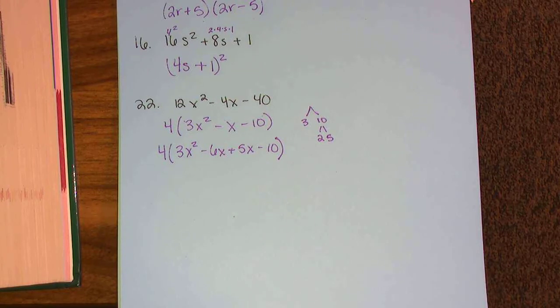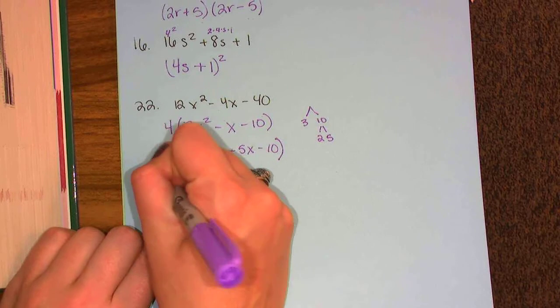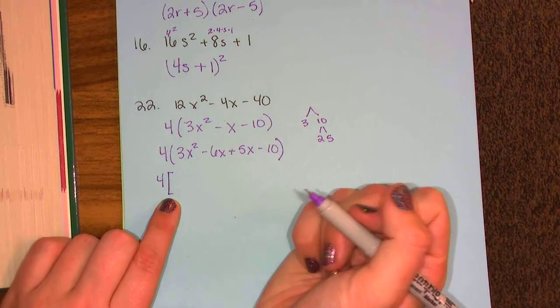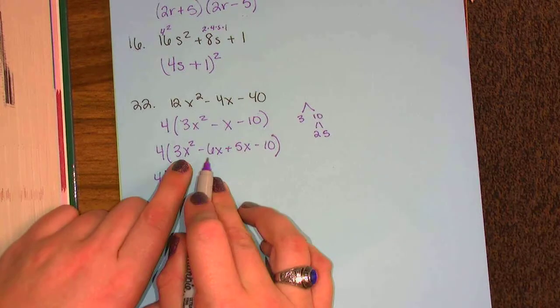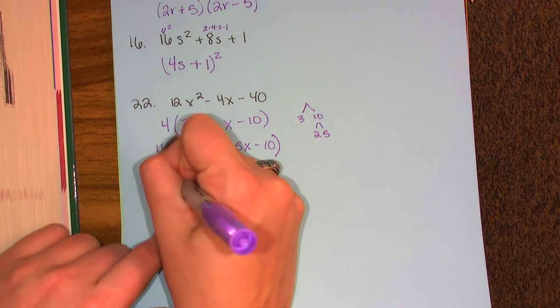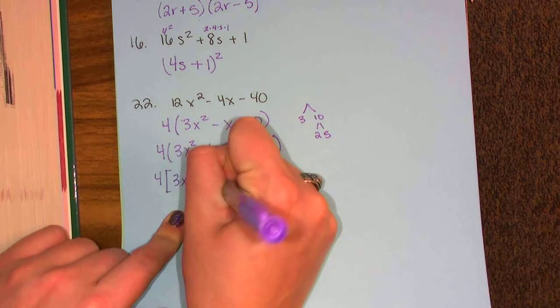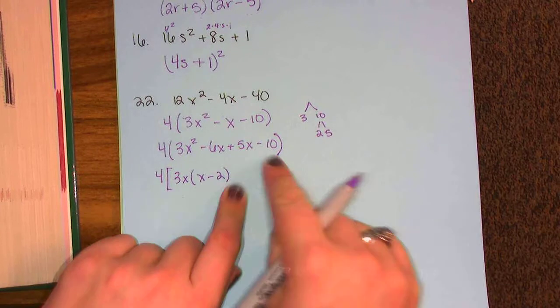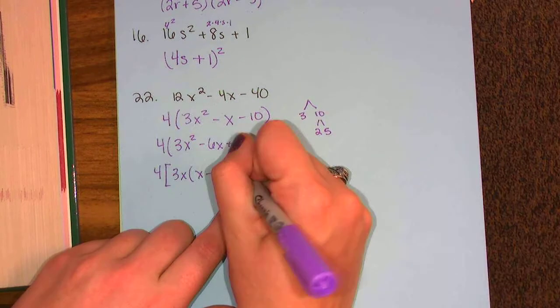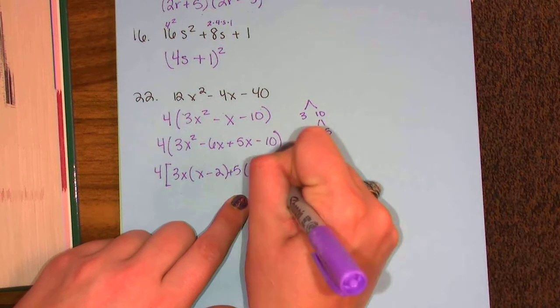But you can check it right away and know if you did it right. Okay, and then you can check the back of the book too, just to verify that you did it. So 4 staying out here. I'm going to probably do brackets just because I think it's easier. Here I can pull out a 3x, leaving me with x minus 2. Here I can pull out a 5, leaving me with x minus 2.